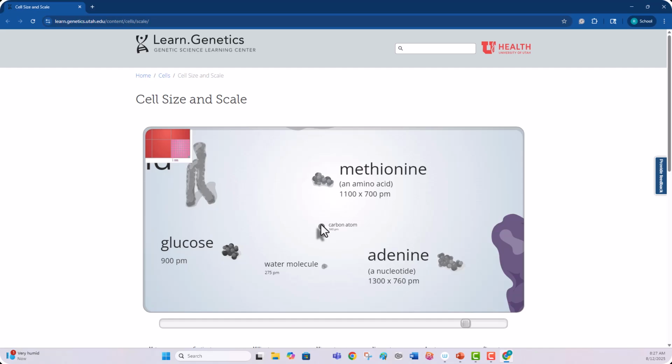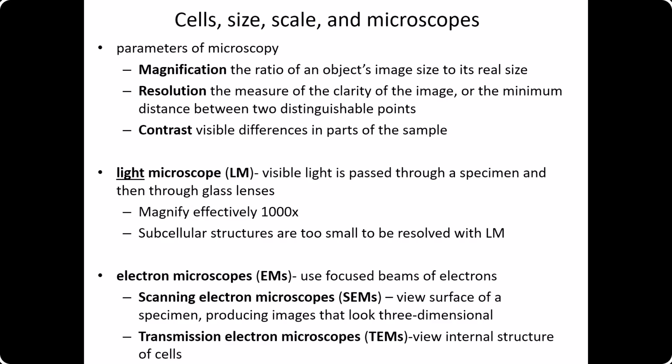So I don't want you to memorize the exact size in picometers or whatever of these different structures, but I do want you to have a scale in your mind of which of these small things are smaller and which are larger. In order to see cells, we need microscopes. There are certain parameters of microscopy. The magnification is the ratio of the object's image size to its real size. I think people are pretty aware of resolution now. Resolution is the measure of clarity of the image or the minimum distance between two distinguishable points. And then contrast is the visible differences in the parts of a sample.